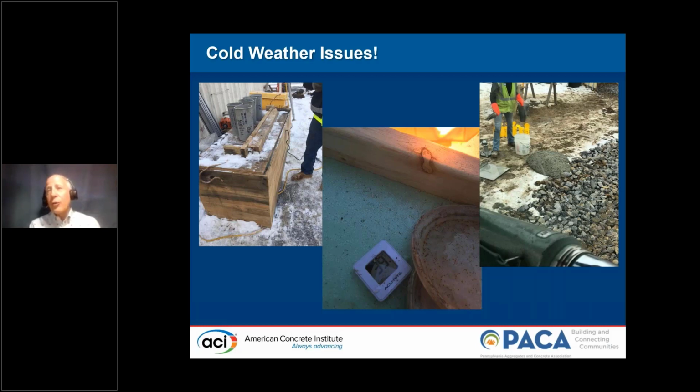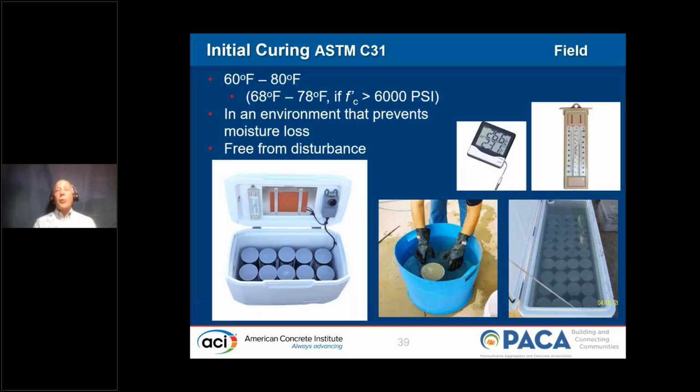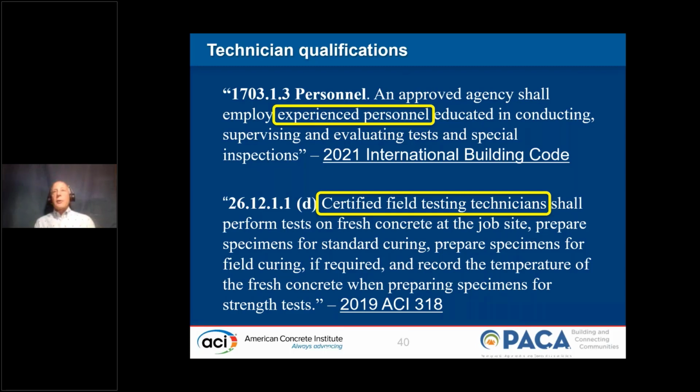So how do we ensure, what's our best defense to make sure that we're meeting our building code requirements? First is observe. If you don't see something like this on your job site, a way to provide initial curing and temperature monitoring, that's a red flag. Look into it a little more, see what's happened. You know that it's a building code requirement. The most important step you can make is certification of your technicians. It is a building code requirement.